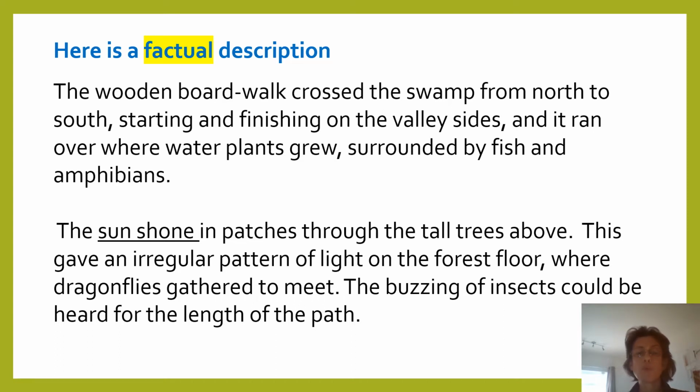The wooden boardwalk crossed the swamp from north to south, starting and finishing on the valley sides, and it ran over where water plants grew, surrounded by fish and amphibians. The sun shone in patches through the tall trees above. This gave an irregular pattern of light on the forest floor, where dragonflies gathered to meet. The buzzing of insects could be heard for the length of the path.